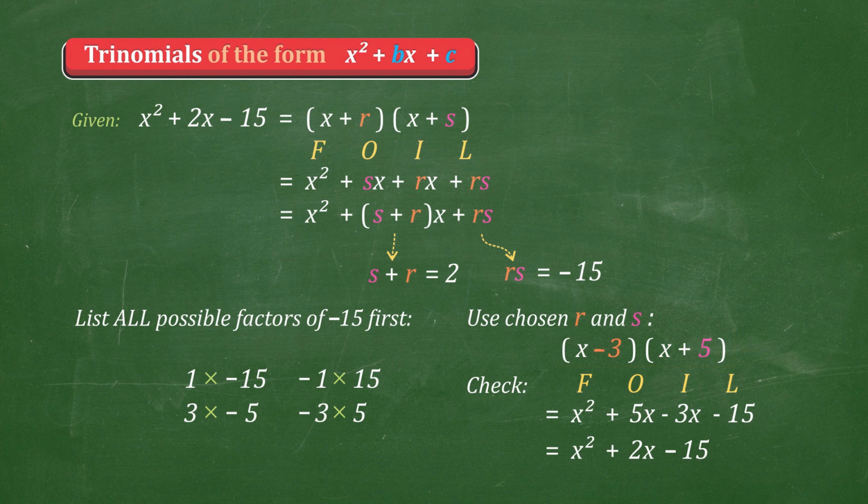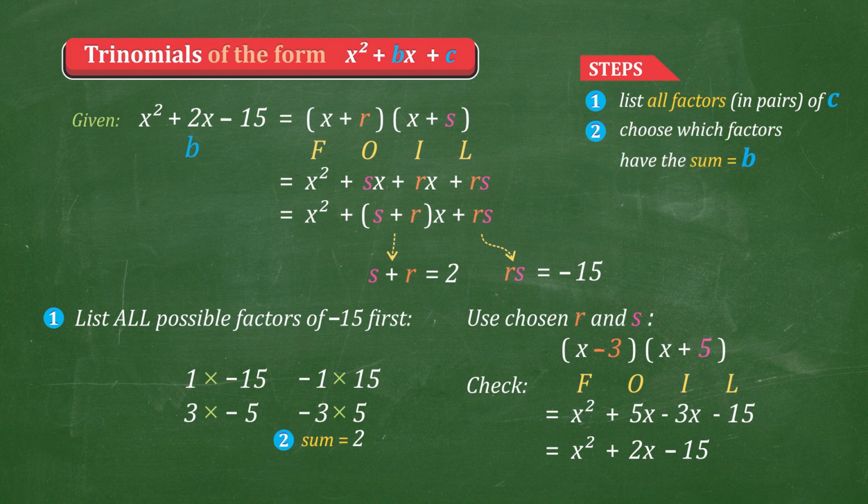This process might seem so overwhelming, but let's generalize to make it much simpler. Let's list the steps on how to factor trinomials with leading coefficient equal to 1. The first thing we did was list all factor pairs of negative 15. Since negative 15 is the constant c, we can say then, step 1, list all factors of the constant c. Next step we did is to find which among the listed pairs add up to 2, which is actually the numerical coefficient b of the middle term. We can say then, step 2, choose which of these factors sum up to b. Finally, step 3, check by multiplying the binomials using the FOIL method.